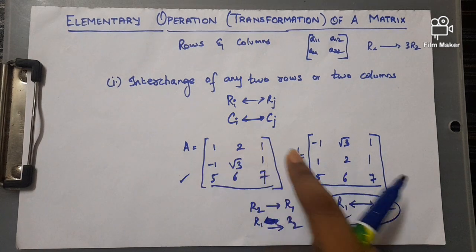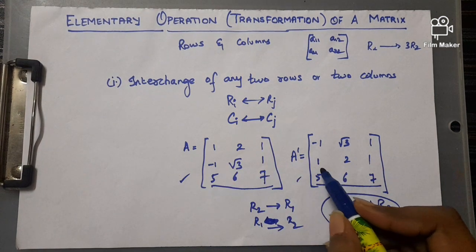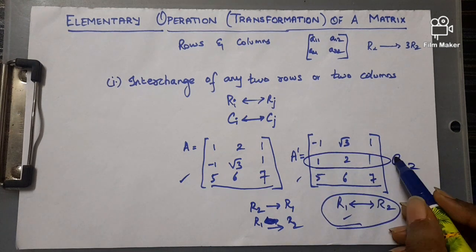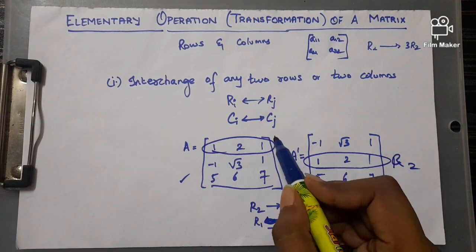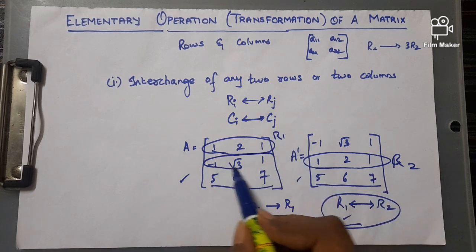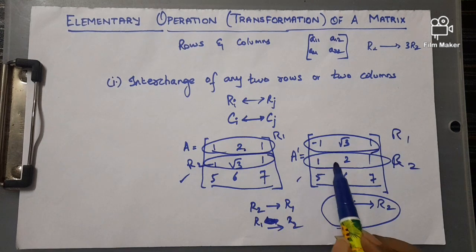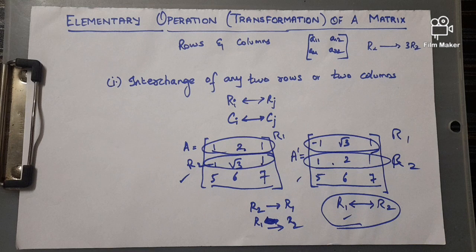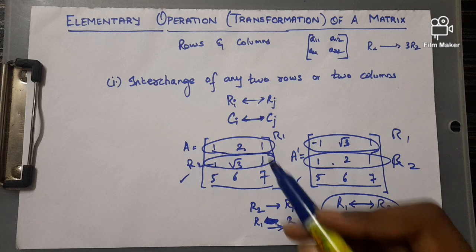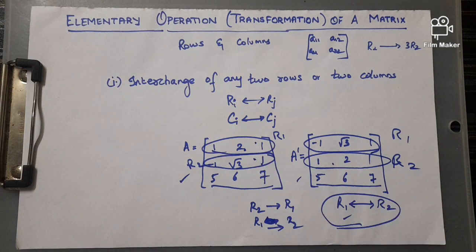The 1 2 1 row is R1 in the first matrix, and it becomes R2 in the new matrix, that is row 2. So this is your row 1 of this matrix, this is your row 2, and this is your row 1 of the other matrix. So row 1 is changed to row 2 and row 2 is changed to row 1, right? This is done in order to achieve the result that is asked in your question. So this is interchange of two rows or two columns. The two rows play a major role in changing their position, which is what this first point is all about. Now we will see the second point in this elementary transformation.